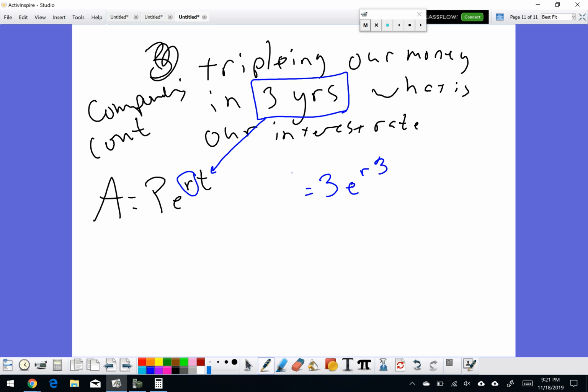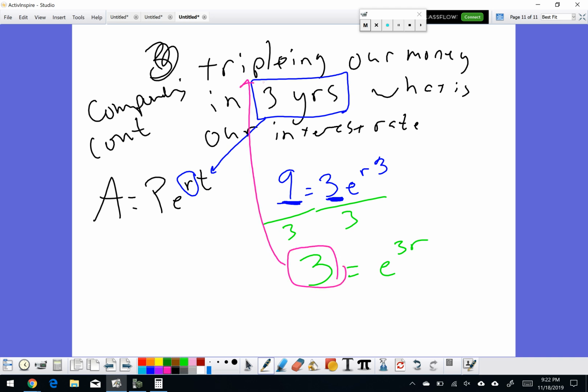Notice our tripling time would be 9. It doesn't matter what you start with, but no matter what, this number is times by 3, because our first goal is to divide by 3, and I would get 3 equals e to the 3r. Notice this is tripling, hence why it's 3. It doesn't matter what you start with, because even if I started with $3 million, $9 million would be what it is tripling, and when I divide that, it'll always be 3.